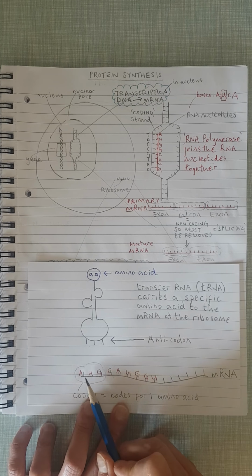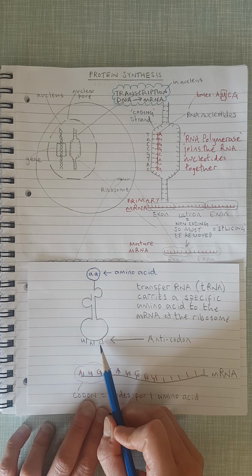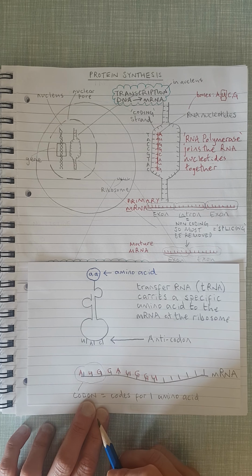So this anticodon can come in and complementary base pair with this codon. They'll come together and they'll form hydrogen bonds between the complementary bases. So we can write in which bases these would be. If that's A, the complementary base on the anticodon would be U. If that's U, then that complementary base will be A. And that's G, so that's going to be C. So the anticodon will always be complementary to the codon.